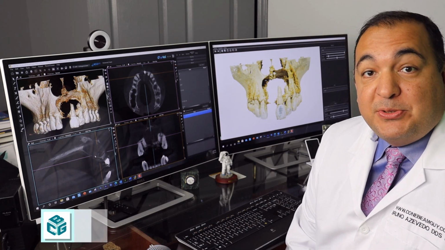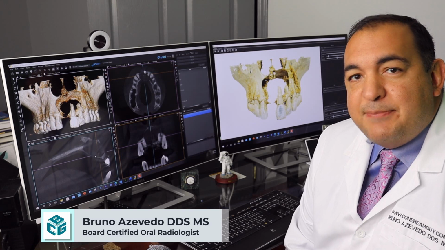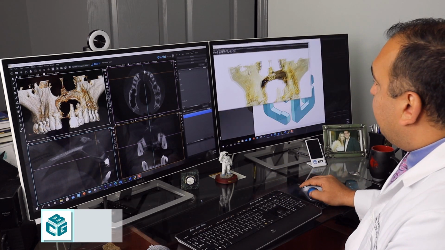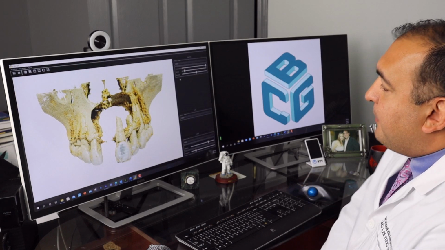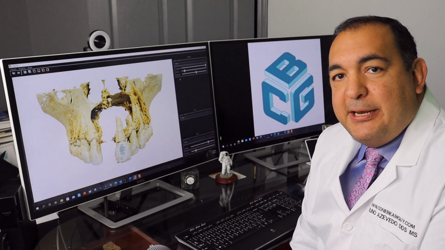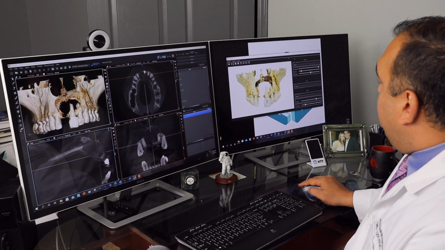My goal is to teach you to see the invisible so you can do the impossible. CBCT imaging has many layers. And when you look at cases like this, where you can clearly see large pathology, it seems like an easy interpretation case, but it isn't. There are many layers and many findings associated with this scan.